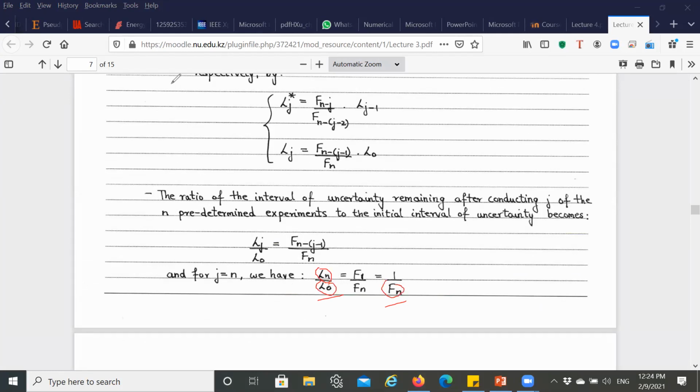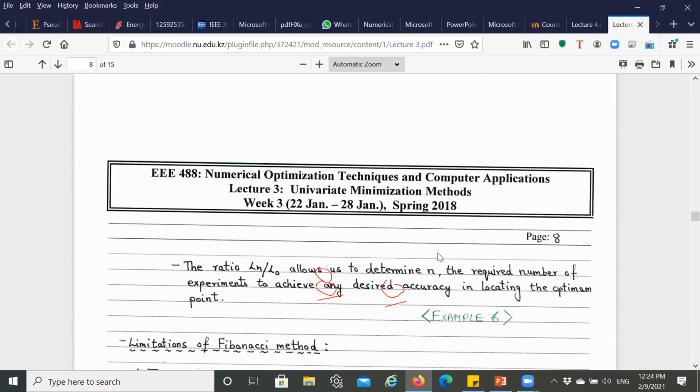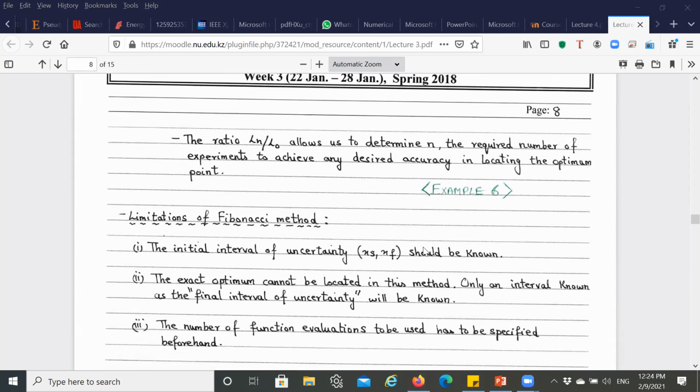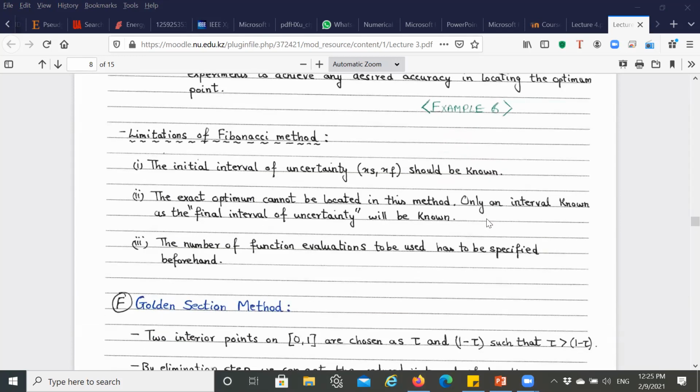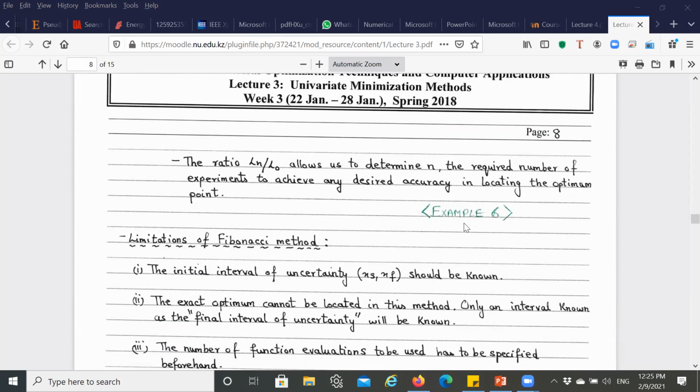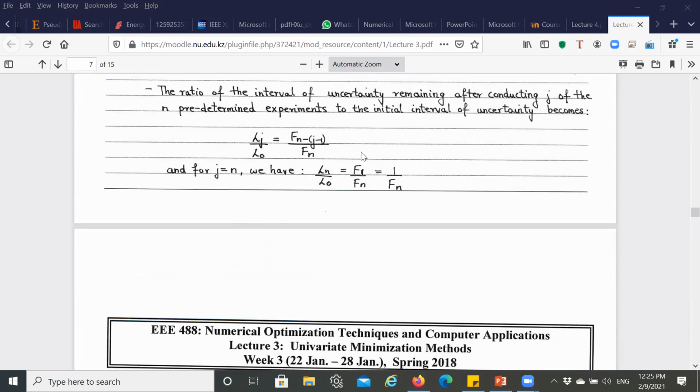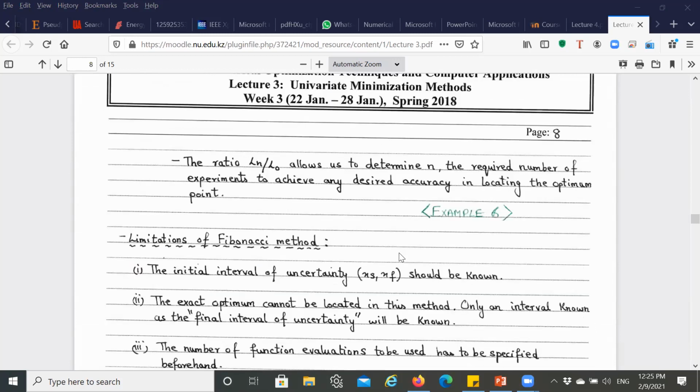Also there are some examples at the end of this lecture, which will give you some idea of how these methods work, where we use this, and what this ratio thing is.